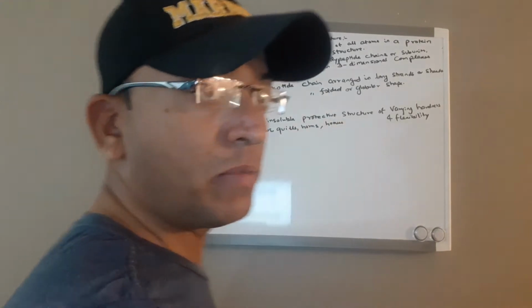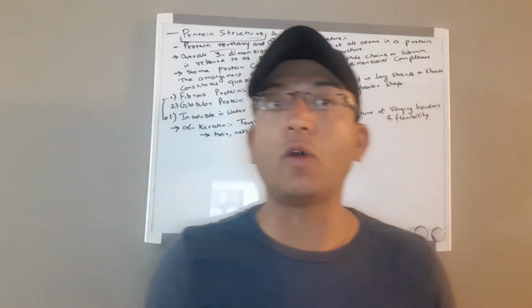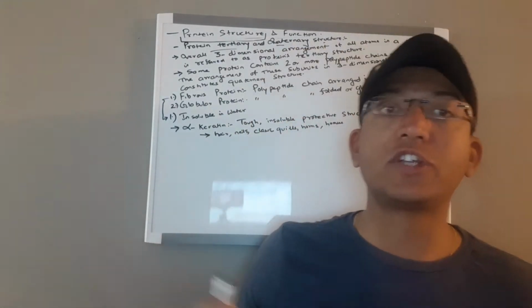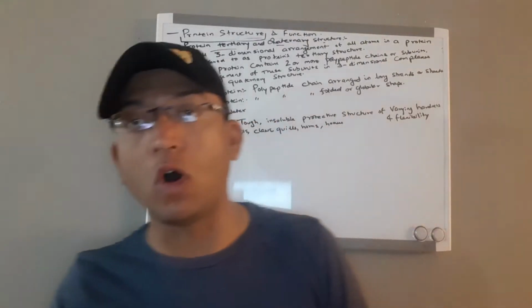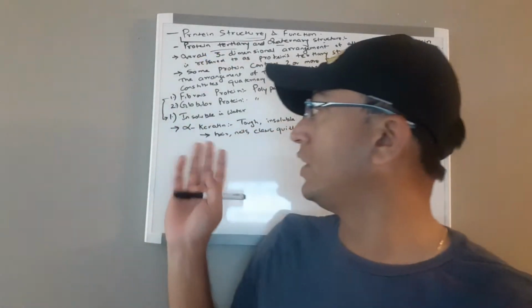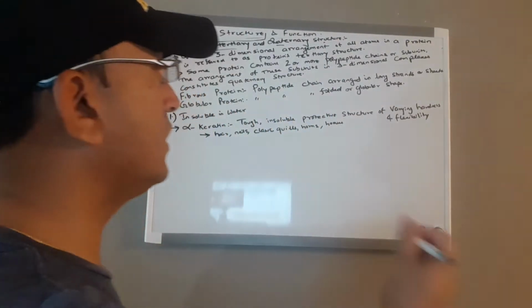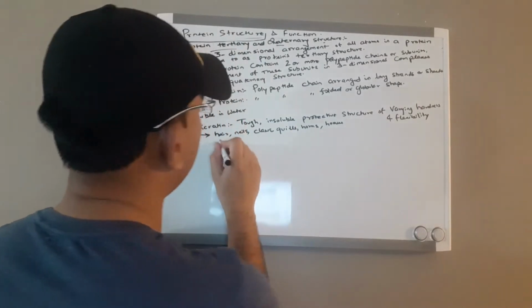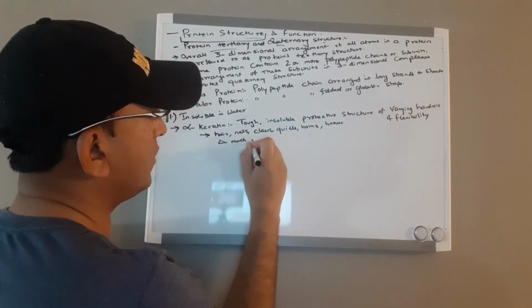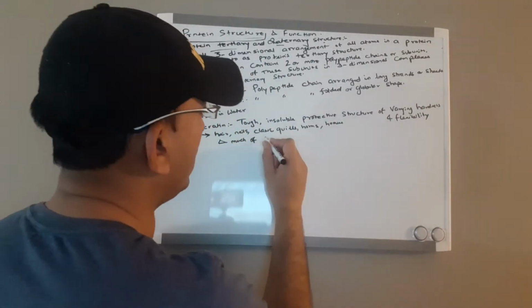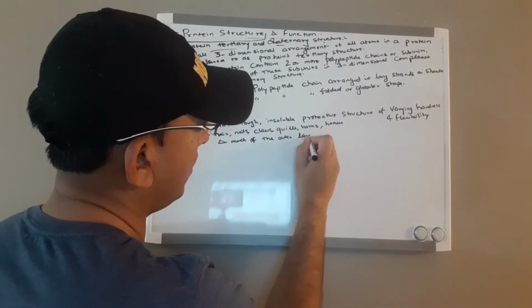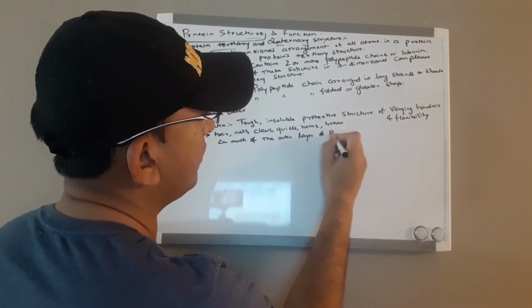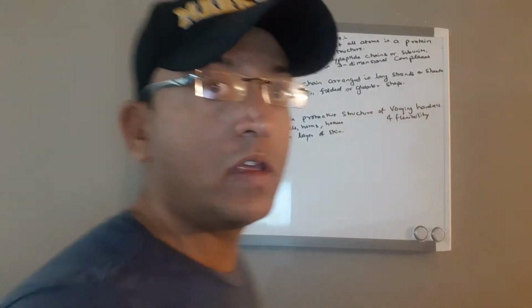Right, so these are examples where alpha keratin is found. This protein constitutes the entire dry weight of hair, wool, nails, claws, and quills, and it is also found in much of the outer layer of the skin.